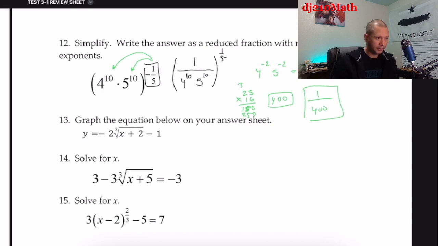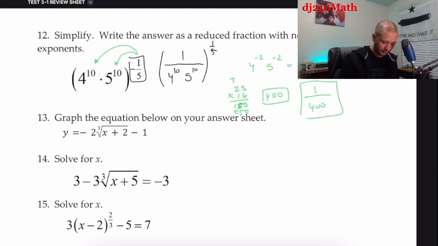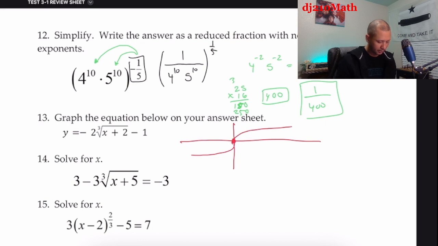All right, number 13. Graph the equation below. So y is equal to negative 2 cube root of x plus 2, minus 1. Okay, so let's remember what the cube root function looks like. It looks like an S kind of thrown down or stretched out rather. It's going to look like something like that, right? Going through the origin. So this is the cube root of x.